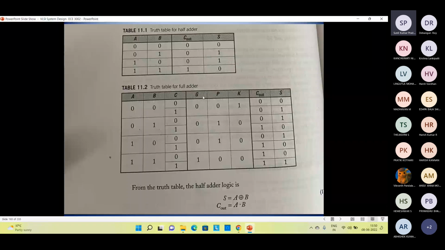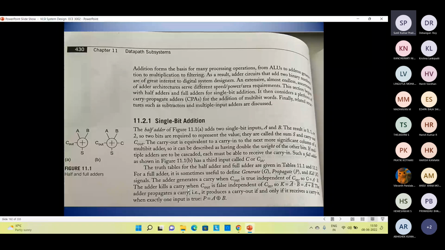Now the adder kills a carry when the carry out is false, independent of C in. So the kill will be K, which is actually (A plus B) complement. This is a NOR operation, (A plus B) complement, which as per De Morgan's law is A complement dot B complement. That means A complement AND B complement. So this is our K.